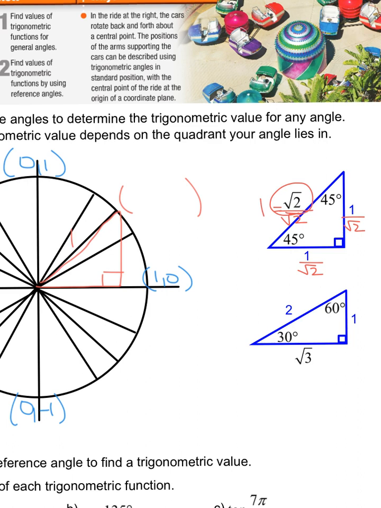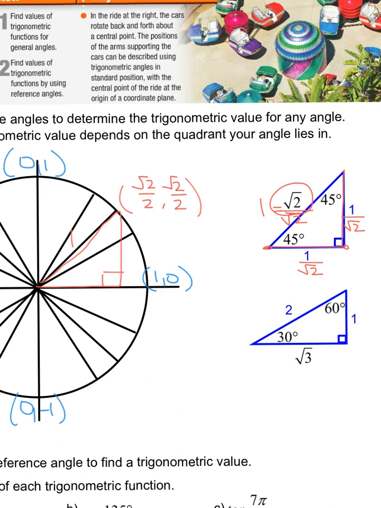We've now created a similar triangle, which is going to help me figure out the coordinates at this point. My x coordinate is 1 over square root of 2, which if I rationalize is square root of 2 over 2. The height of this triangle is 1 divided by the square root of 2, which is also square root of 2 over 2. So the coordinates at 45 degrees on my unit circle are (square root of 2 over 2, square root of 2 over 2).